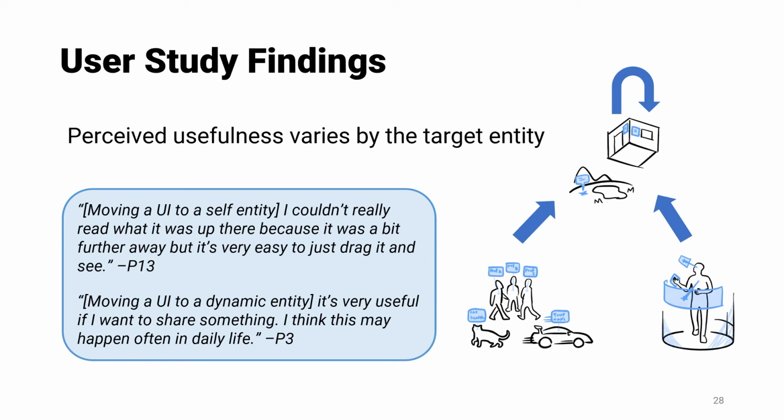After experiencing all of this, users reported that the usefulness varied across types of entities. Most users appreciated moving a UI to a static entity. Also, 13 out of 14 users liked the ability to move a UI to their personal space. Besides, 10 out of 14 users expressed that moving a UI to a dynamic entity was useful when sharing digital content on the go. Please check out our paper for more details, other findings, and design implications.